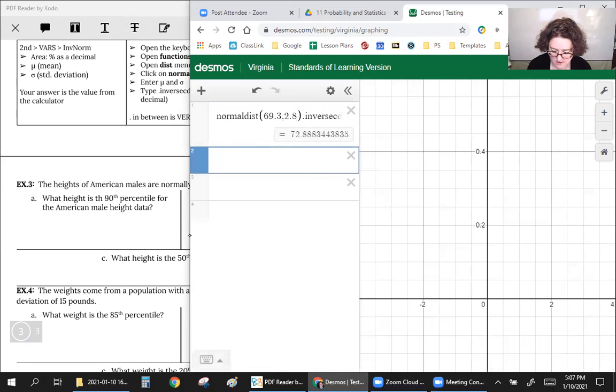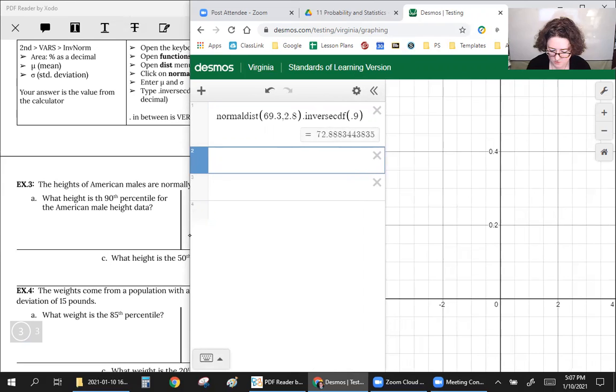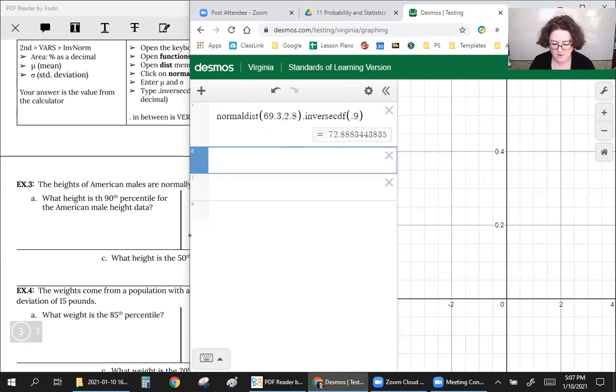And voila. Sorry, I'm just trying to widen this so you can see it a little better. And voila, it spits out 72.88, or technically, if we round it, 72.89. And so somebody at the 90th percentile is 72.89 inches tall, approximately. So let's write that in.